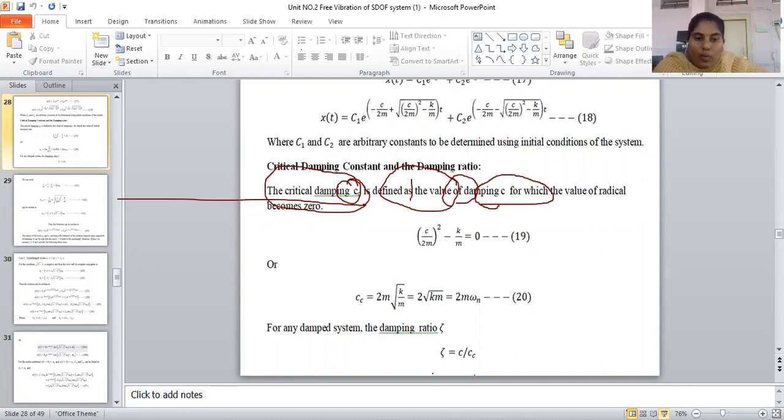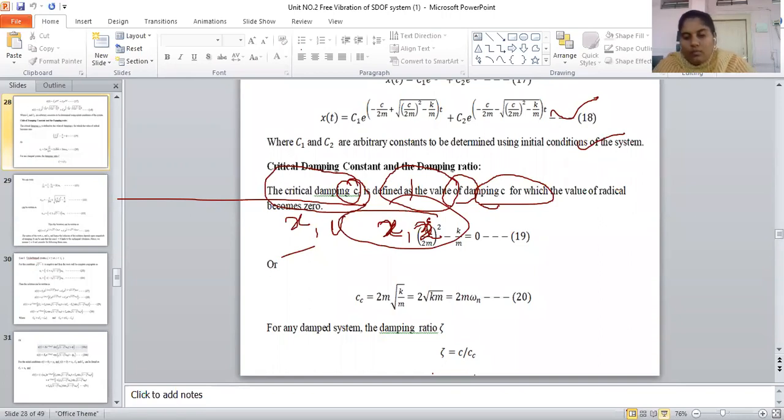There are two boundary conditions, one related to the displacement, x, and one related to the velocity, x dot. X we already know, so we have to take x dot, that is, we have to calculate the derivative of the last equation.